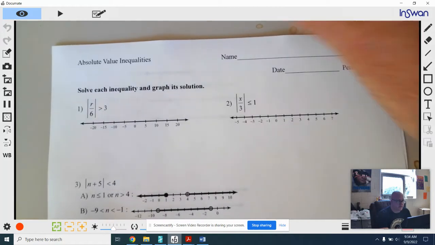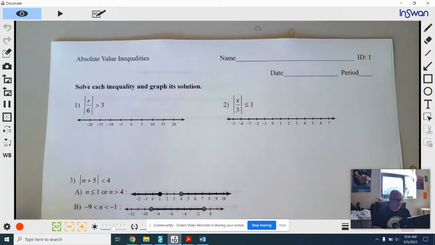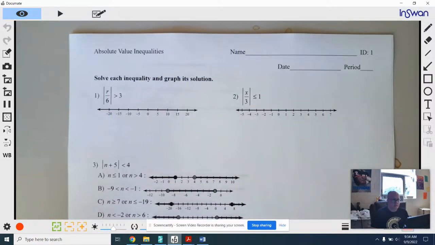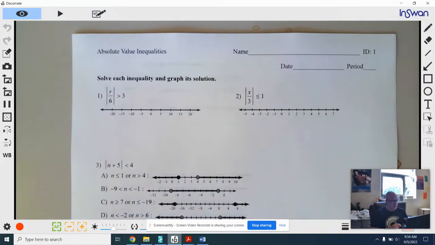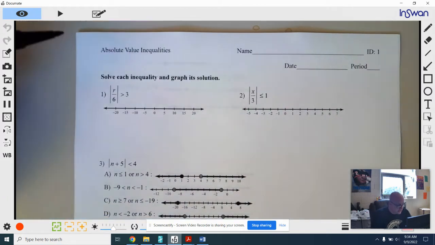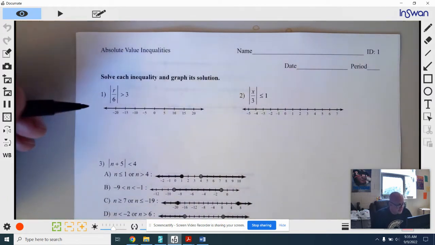All right, guys, for today's lesson, you're going to need this sheet. This is absolute value inequalities. So today we are going to talk about inequalities, but with absolute value. So we've already done inequalities before. We know how to graph those. We've been working on absolute value equations, and today we're going to piece those two concepts together.